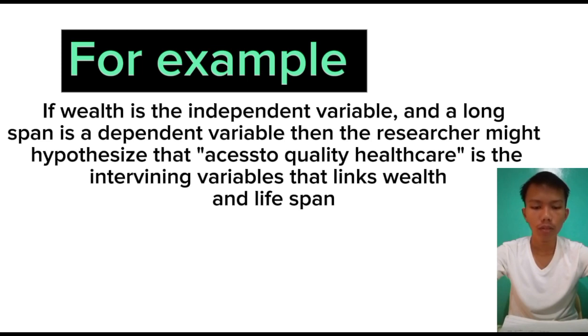For example, if wealth is the independent variable and a long lifespan is the dependent variable, then the researcher might hypothesize that access to quality healthcare is the intervening variable that links wealth and lifespan.